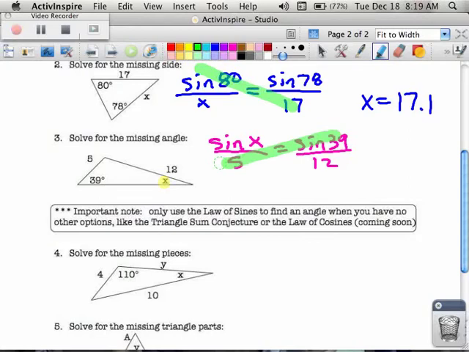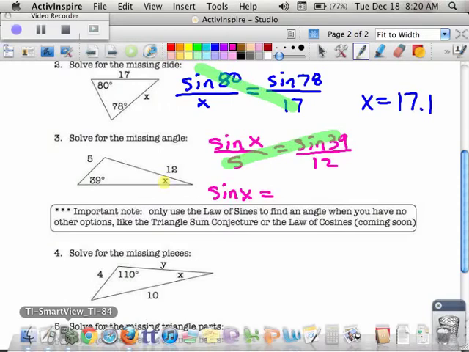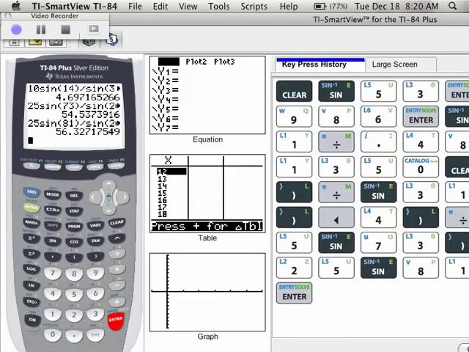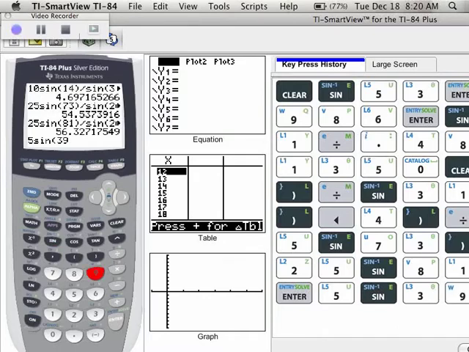But when I get done, I didn't find x, I found the sine of x. So I'm going to cross multiply those two things, 5 sine 39 divided by 12, and see what happens. And I get 0.2622.